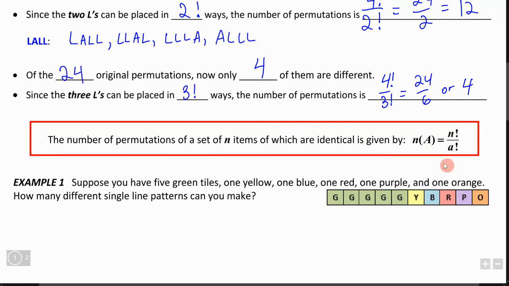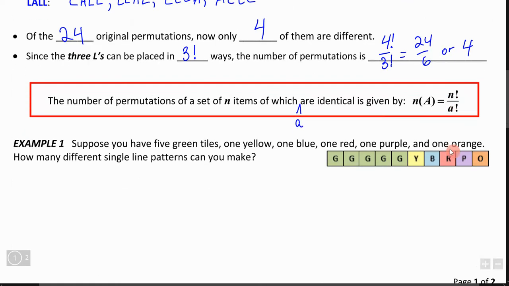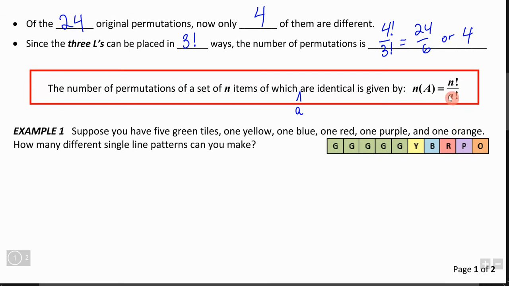So what's the general rule? The number of permutations of a set of n items, of which a are identical, is given by n factorial divided by a factorial. Here, a is the number of identical items in that set.